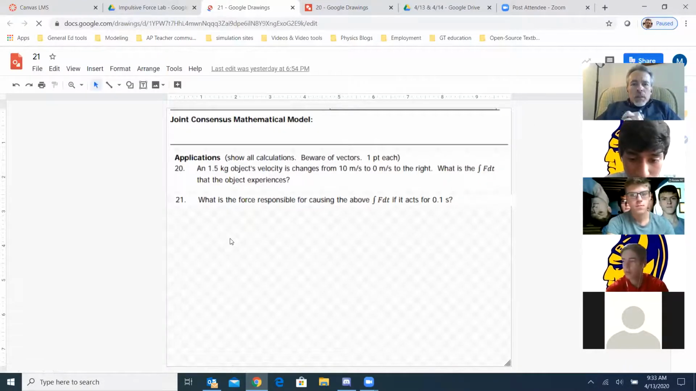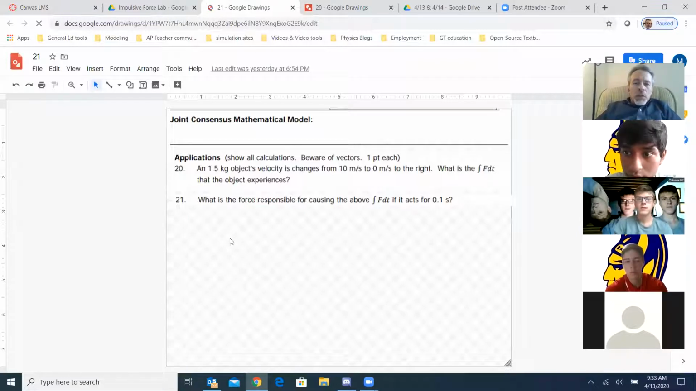And number 21 kind of goes along with number 20. So we already know what the impulse is. We just calculated it. And so now what you're doing in number 21 is calculating for the force. So why don't you go ahead and take a couple minutes to solve that one, number 21.